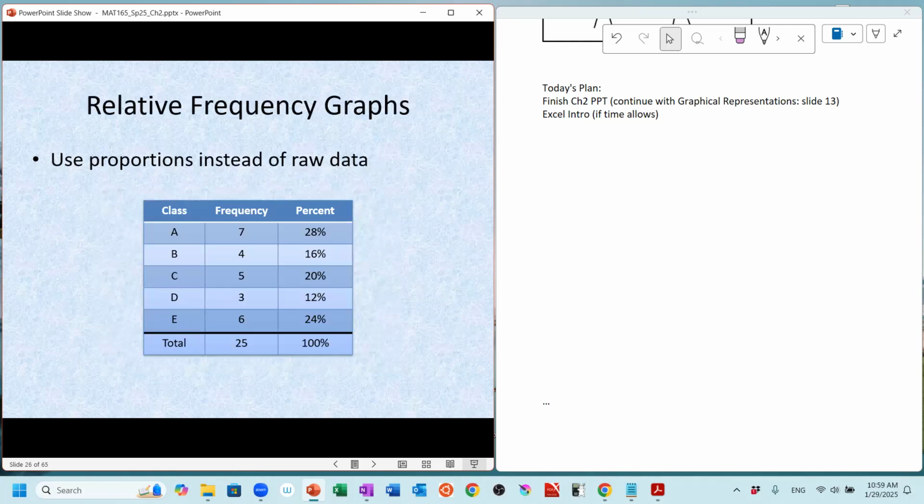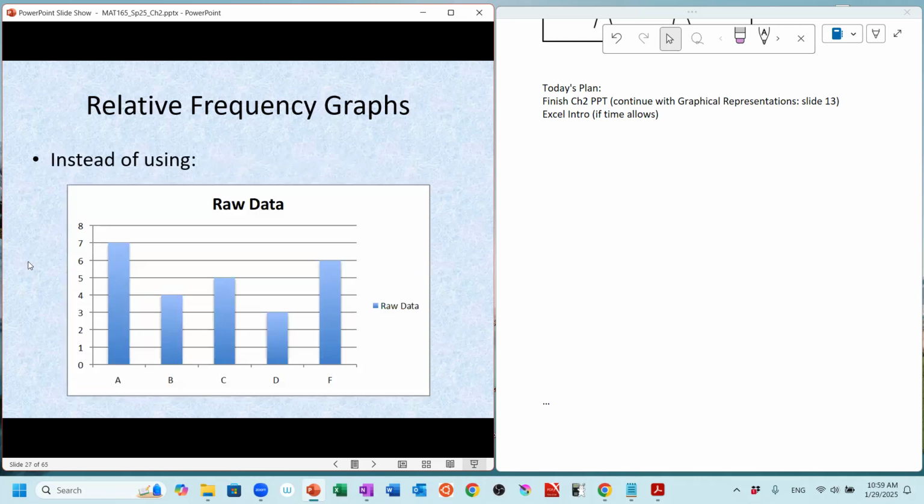Another thing we could look at is, instead of actual frequencies, instead of numbers like 7, 4, 5, 3, 6, we could look at relative frequencies. We even talked about this before when we were making our frequency distributions, that we could present the data as a percent instead of an actual frequency, and that had some benefits.